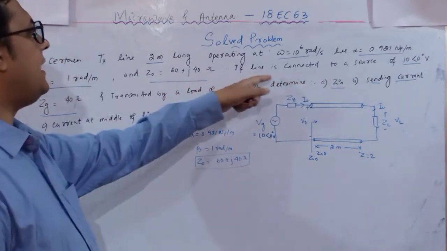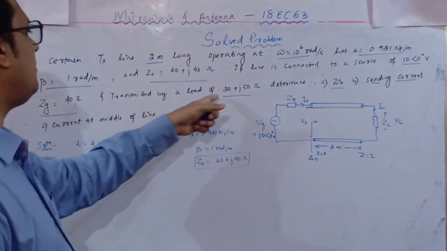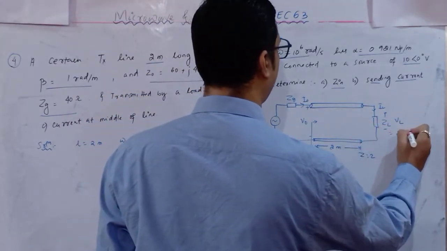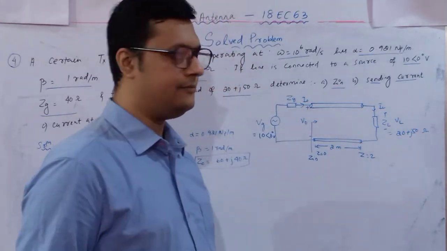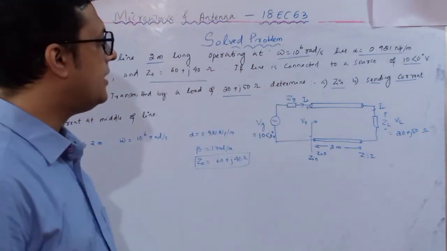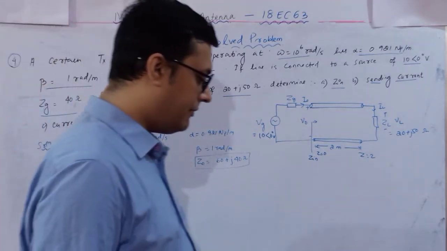Next, if the line is connected to the source, so this is the source and the line is terminated by the load, 20 plus j50 ohm, ZL. Done. We have to find out what is the input impedance, what is the sending current, and what is the current at the middle point.